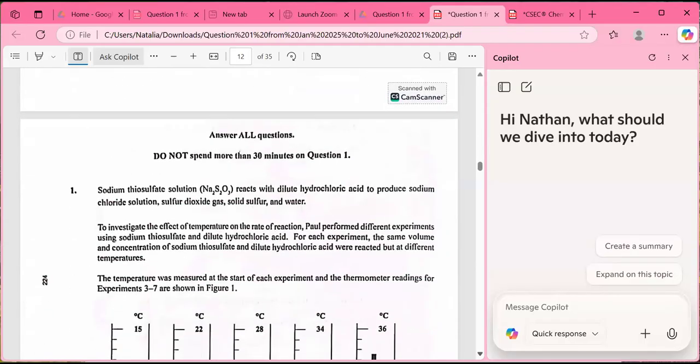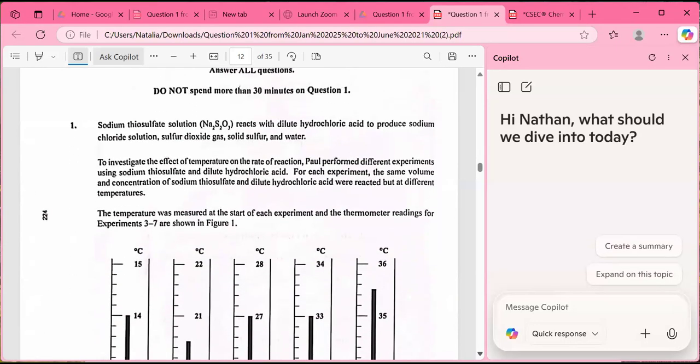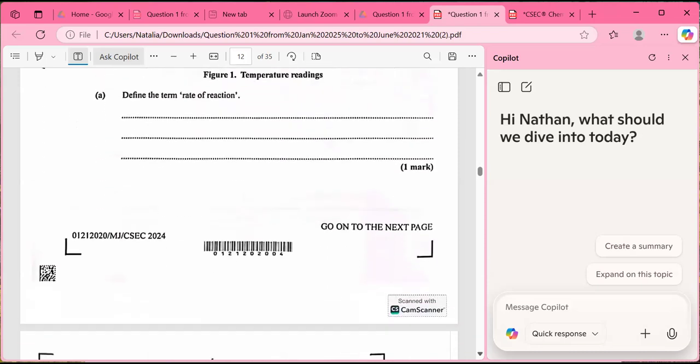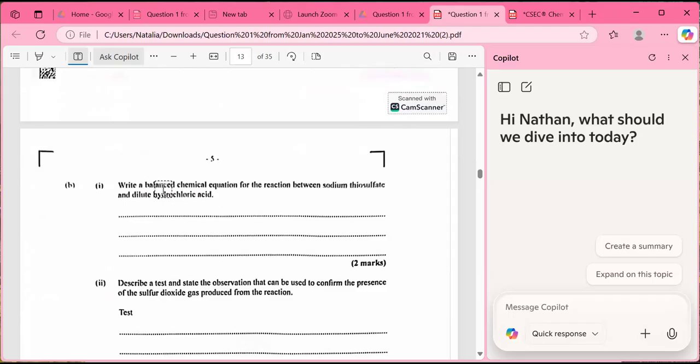Let's hope this question is fun. So this is last year June's paper. Sodium thiosulfate solution, and they give us the formula, so they're very nice. It reacts with dilute hydrochloric acid, the formula for hydrochloric acid is HCl, to produce sodium chloride solution, sulfur dioxide, solid sulfur, and water. So they're actually telling you exactly what's happening. They're asking you to write the balanced equation for the reaction, so we're going to start there.